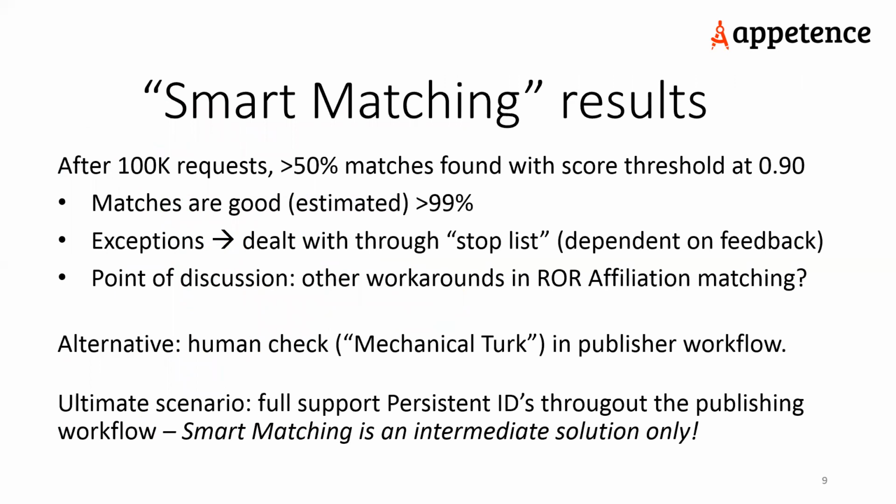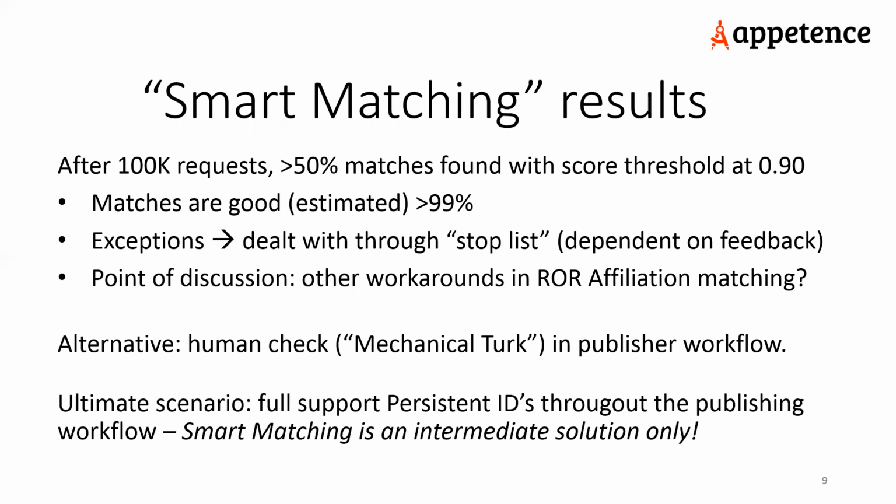So what are the results of this? Well, we have now done over 100,000 requests, and over 50% returns us matches with a score threshold at 0.9. So actually that's pretty good. We get a lot of matches, and the quality of the matches is also good. It's an estimate, but we estimate that over 99% of the matches are actually the correct institutions returned to us. So that's great.